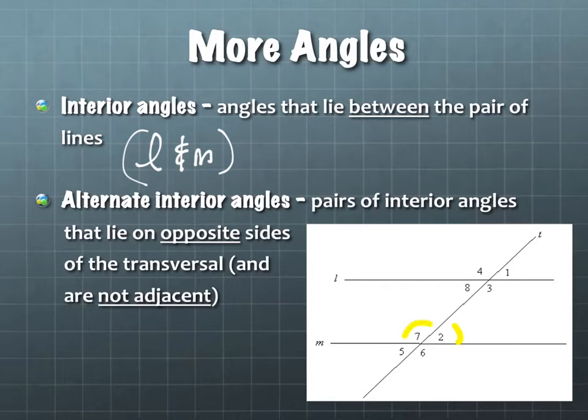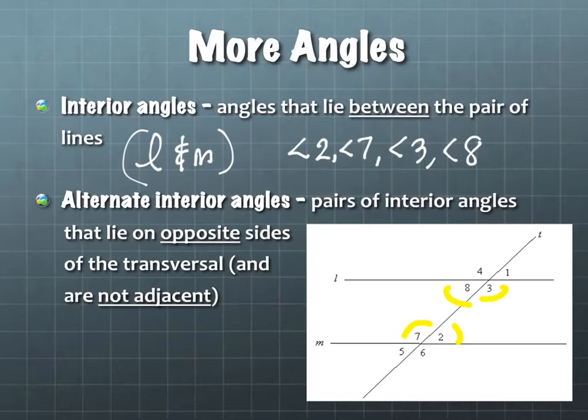2 and 7, and what else? And 3 and 8. So these are our four, what we would call interior angles. So the interior angles here are angle 2, angle, sorry, 7 was what you told me. 7, angle 3, and angle 8. Those are my interior angles.